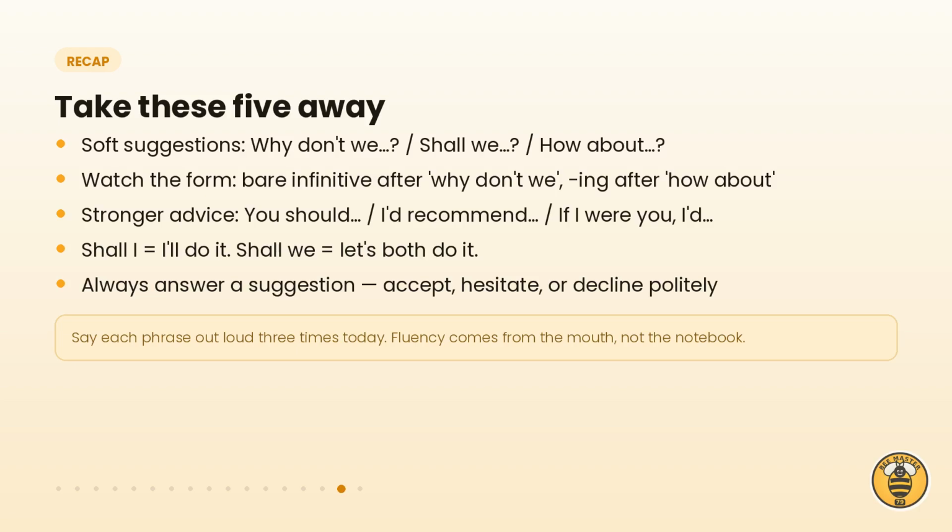Take these 5 away. Soft suggestions: why don't we, shall we, how about? Watch the form: the bare infinitive after why don't we, but the ing form after how about. Stronger advice: you should, I'd recommend, if I were you I'd. Remember that shall I means I'll do it, while shall we means let's both do it. And always answer a suggestion. Accept, hesitate, or decline politely. Say each phrase out loud 3 times today. Fluency comes from the mouth, not the notebook.